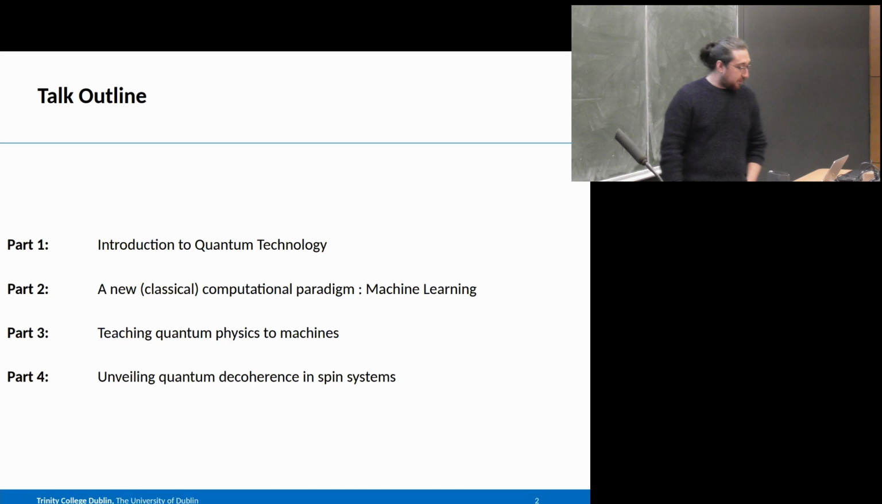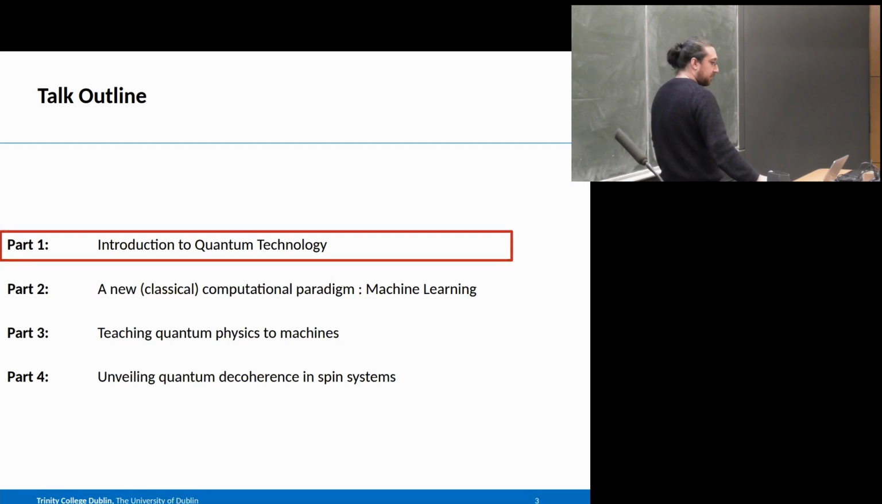It's given in 4 different parts. I'll start with an introduction on quantum technology, then we'll see how machine learning can play a role in this field, and then I'll show you some applications. So we'll see how we can teach quantum physics to machines, and how we can fight decoherence in spin systems using computational physics.